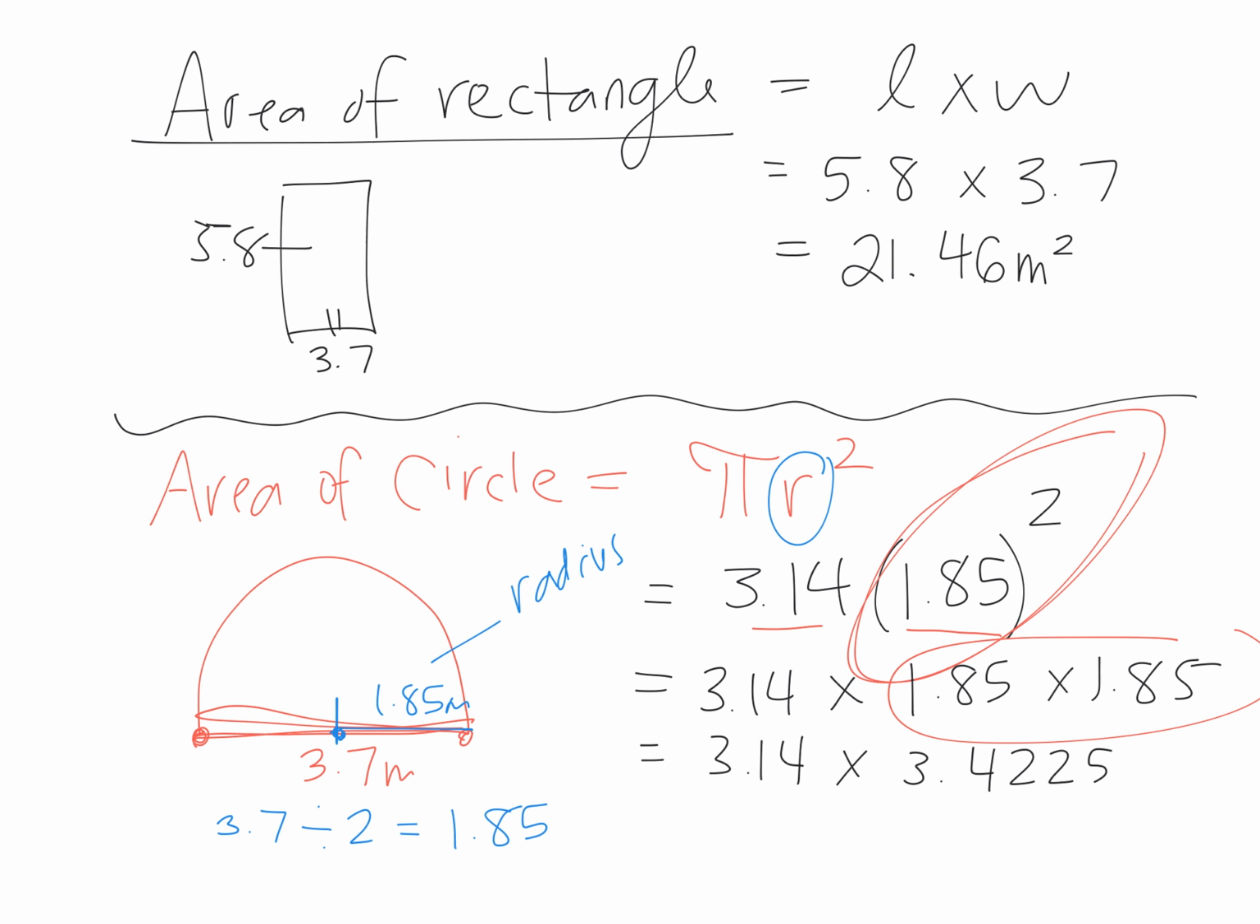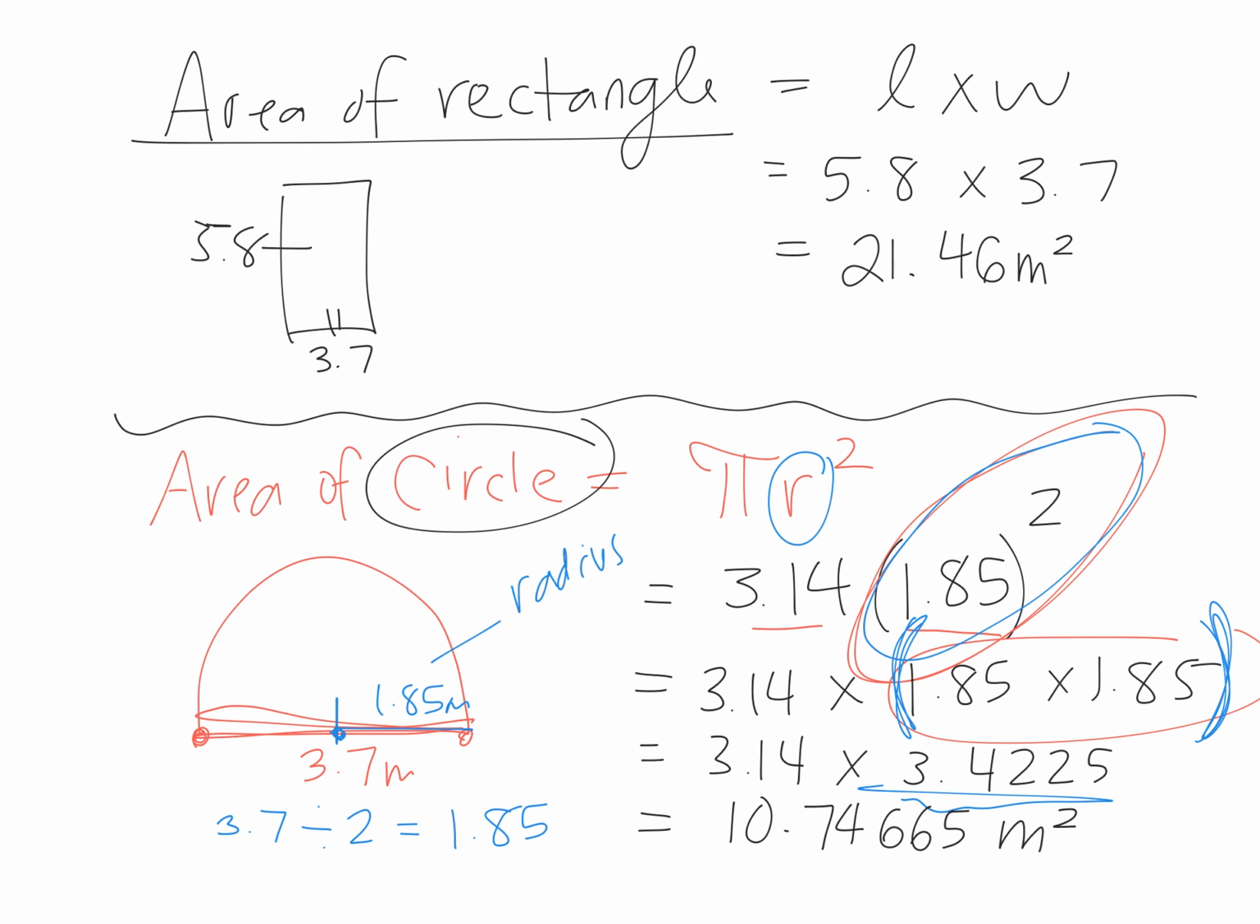Does everyone understand what I did there? Yes, ma'am. 1.85 squared has to go first. Then you multiply it by 3.14. What's 3.14 times 3.4225? 10.74665. That is the area of a circle.